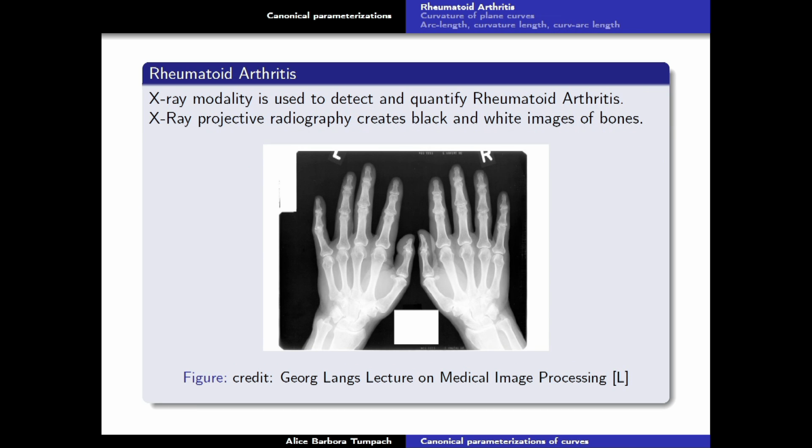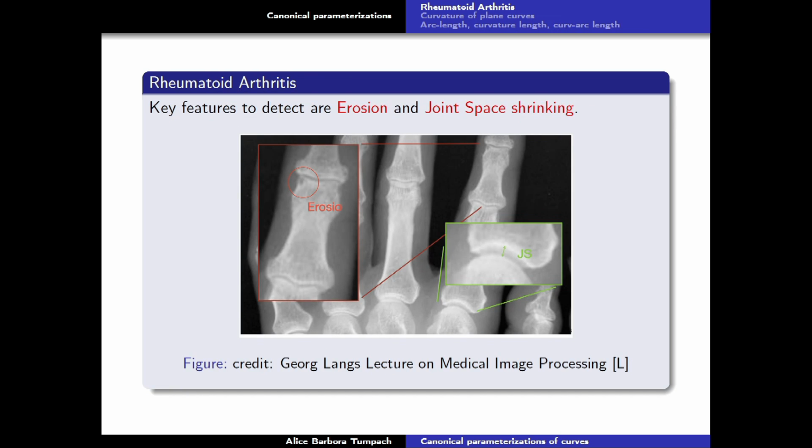So he was quantifying this disease, and he concentrated on the spaces between. So here is an X-ray of two hands. That's a modality that is used in this application. And there are two main consequences of this disease. There is erosion and joint space shrinking. So in this setting, we are just interested in this joint space shrinking.